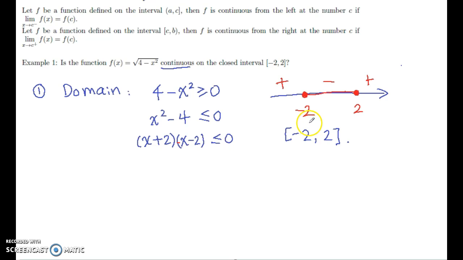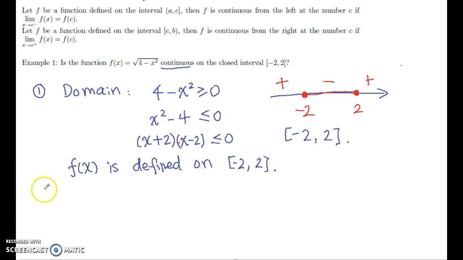Because the domain is -2 to 2, we will say f of x is defined on -2 to 2. If it's not defined, then we don't even need to check the rest of the conditions because it will not be a continuous function. Because it's defined, we need to check the limit. So we calculate the limit as x approaches c, where c is any number in this interval.